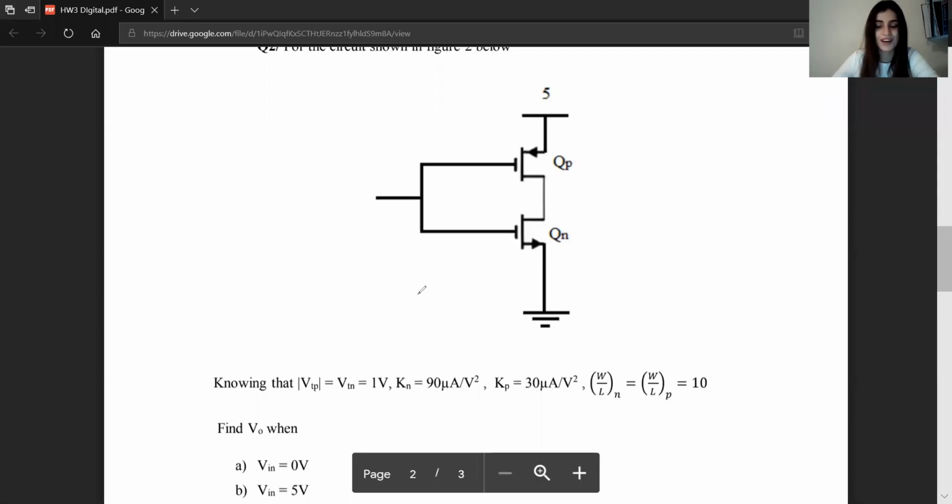مرحبا. So رح أبدأ أحل هلا ب question number 2. So basically question number 2 رح يعطينا a CMOS inverter circuit. This CMOS inverter circuit is made out of a PMOS and an NMOS.